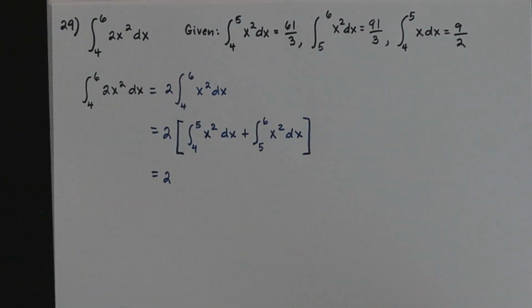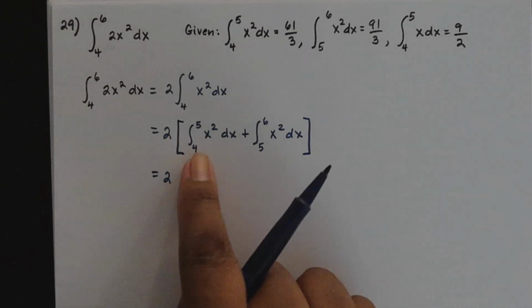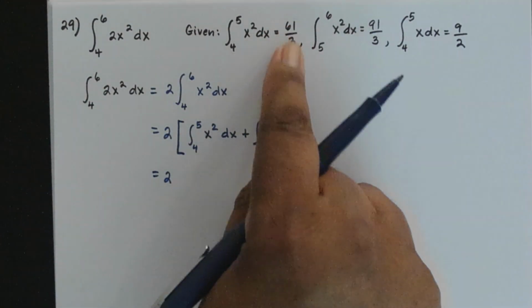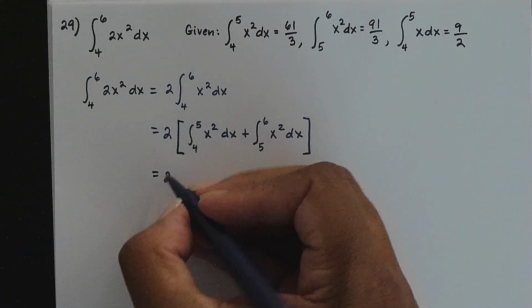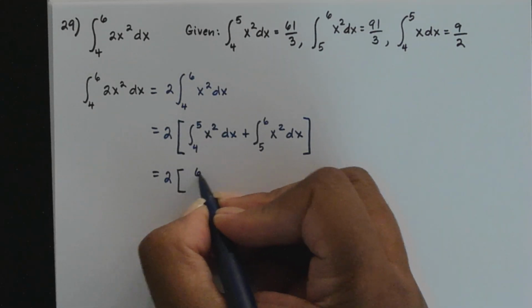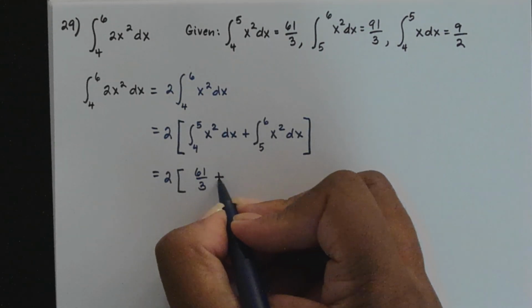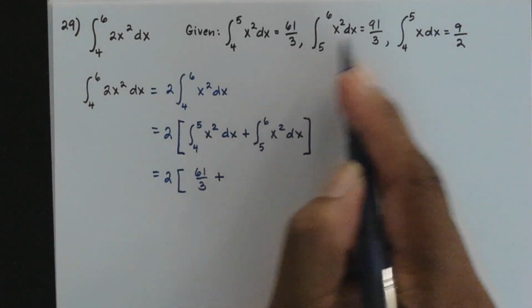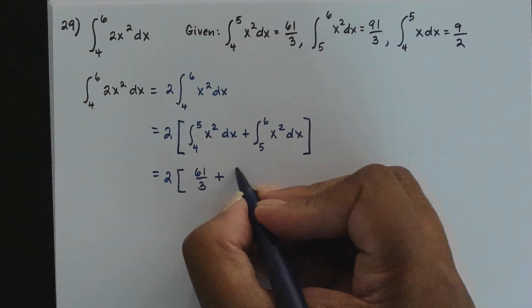So here we got 2 times. Well, the integral from 4 to 5 of x squared dx is up here. That's 61/3. So I'm going to have 2 times, and in the bracket 61/3, plus the integral from 5 to 6 of x squared dx. I have that right here. That's 91/3.